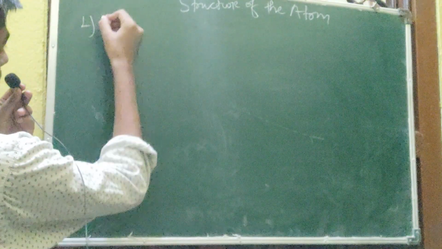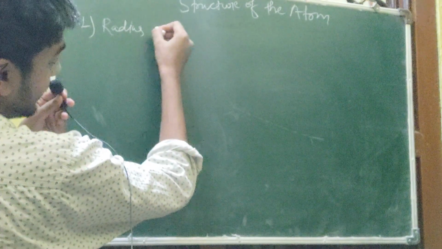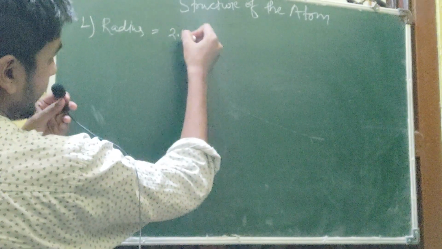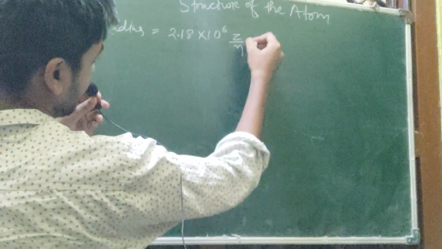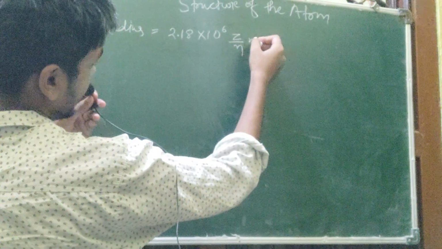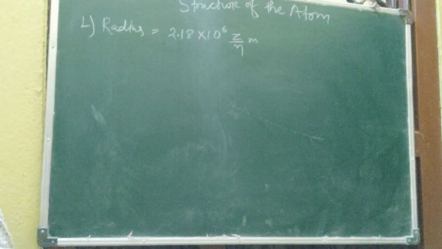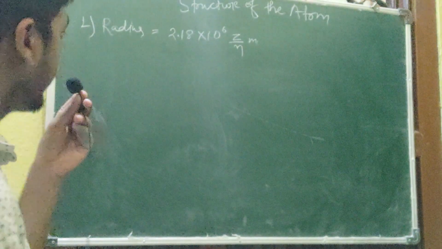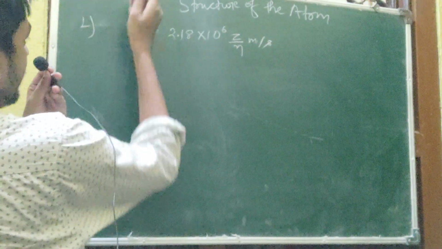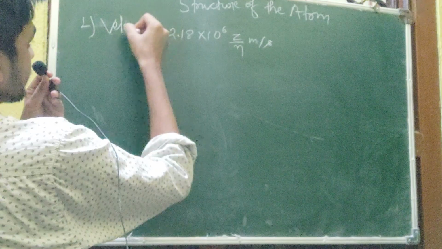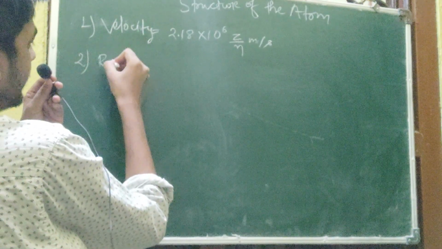First formula is radius. As we know, the radius of an atom is 2.18 into 10 to the power 6 Z by n meter. Z by n meter. Is it so? No, this is 2.18 into 10 to the power 6 Z by n meter per second. We have to start with velocity. And our second formula is about radius.